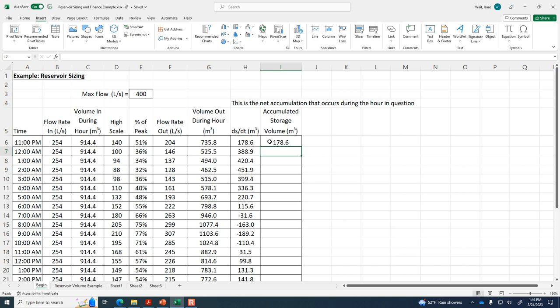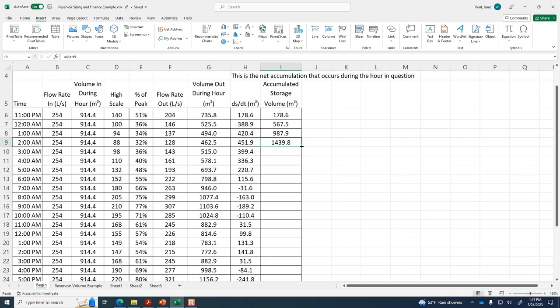Okay, so then at the end of the 12 o'clock hour, the accumulated volume in the reservoir is the previous hour's water plus the new water that came in during that hour. Okay, now, so then at the end of the 1 o'clock hour, it is how much was there at the end of last hour plus how much came in this hour. Okay, I don't have to keep typing that in.